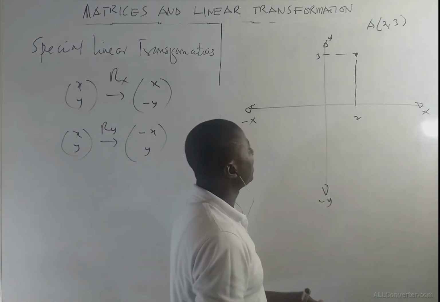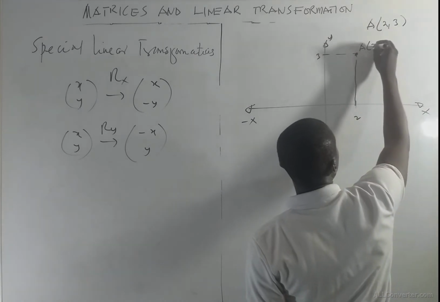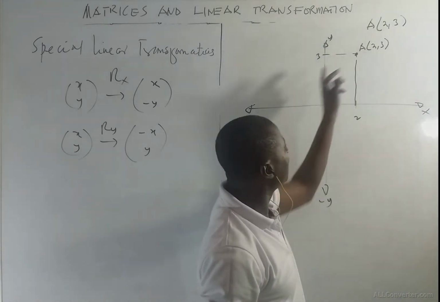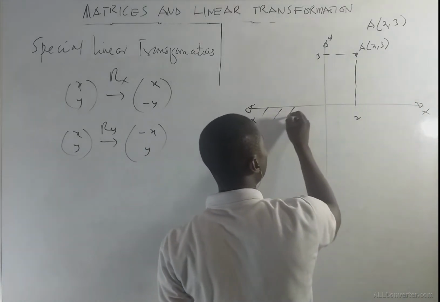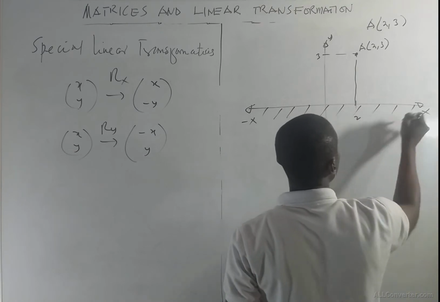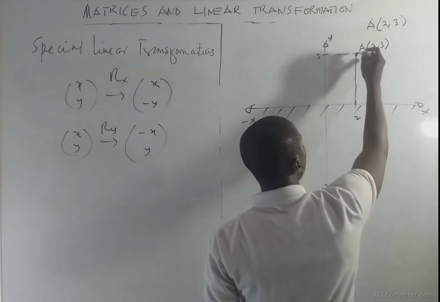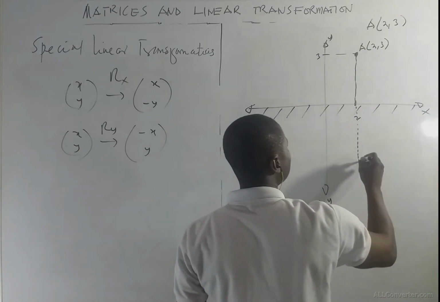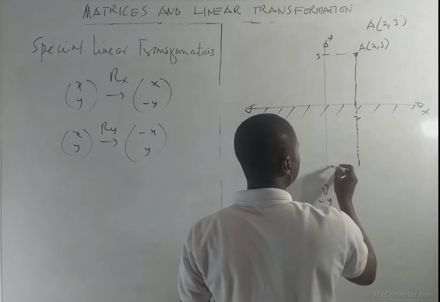Now, when we are reflecting this point, that is point A, don't forget that the point A is (2, 3). If you are reflecting this point in the x-axis, then that means that we are assuming that this is our mirror. Now, if you have the point in front of the mirror, take note that the distance from where the point is to the surface of the mirror will be the same as the distance from where the mirror is to where the image is found.